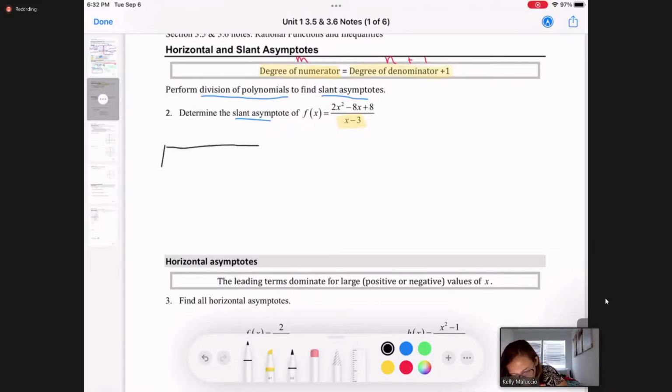Okay, I have my long division here. I know that x minus 3 is going to go here. You don't need the parentheses around it maybe, but x minus 3 goes there. Then on the inside, I have the numerator, so 2x squared minus 8x plus 8.